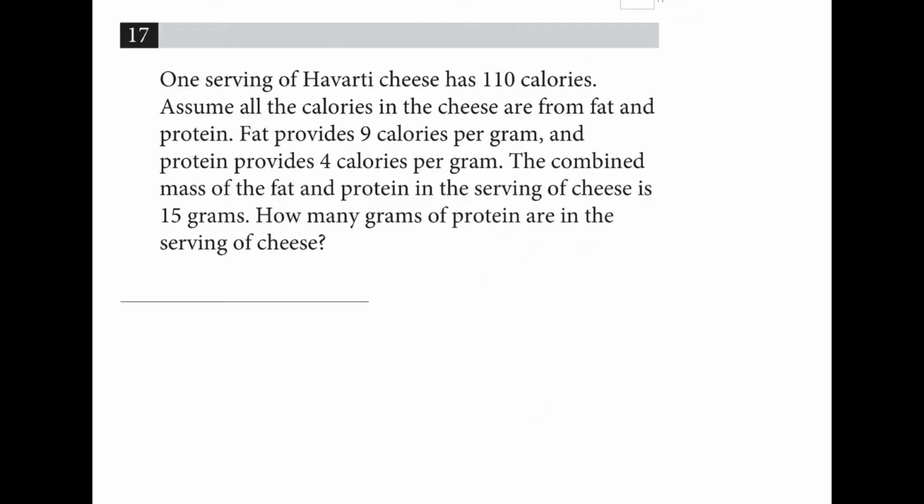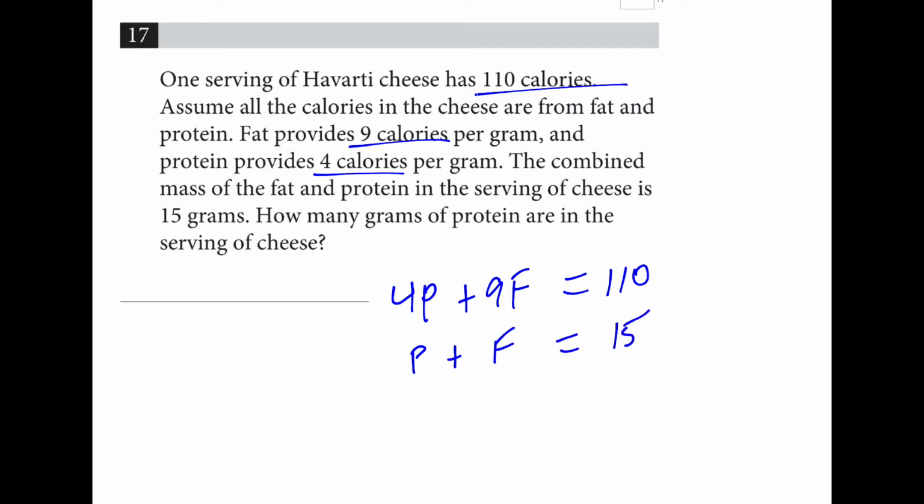This one I'm going to have a calorie equation and a grams equation, like a mass equation. So that's a little bit tricky, but these three are about calories. So I will say 4P for protein plus 9F for fat is equal to 110 calories total. And my other equation is just going to be the protein plus fat, how many grams of each, is going to be 15 grams total.